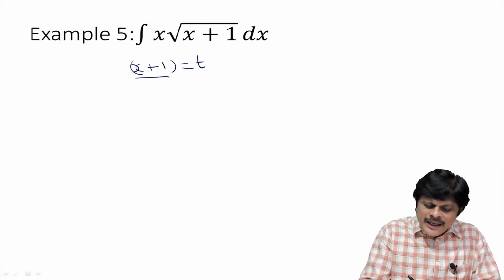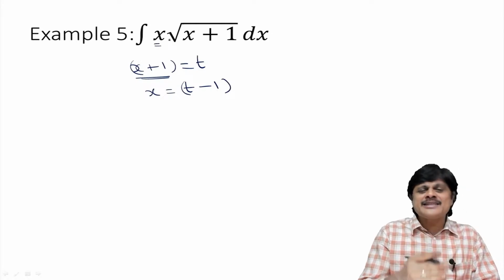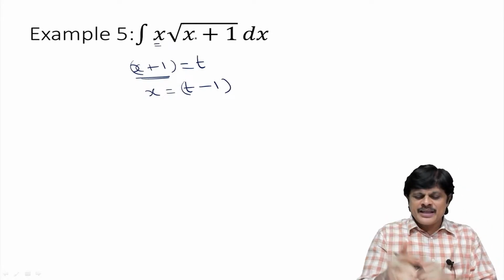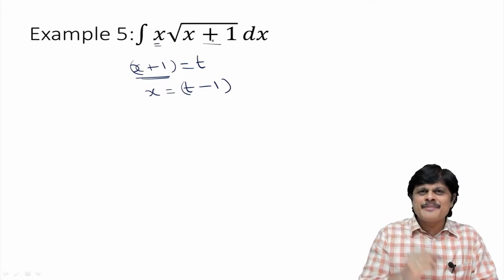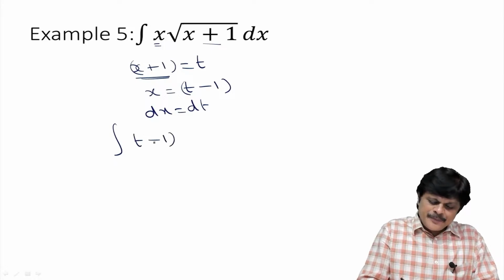So what I do is I make x plus 1 equal to t. Then x will be t minus 1. That is, the outside factor is t minus 1, and the inside factor is now t. That is the basic idea. Now what happens to dx? It is dt. Now the integral of x means t minus 1, and root x means root t, dt.